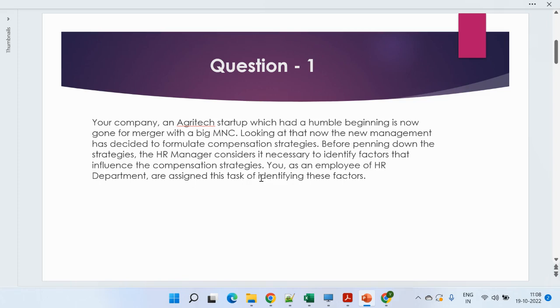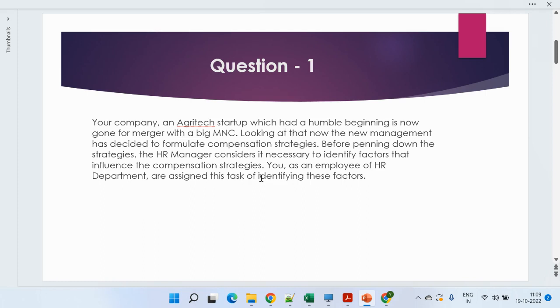First understand what a merger is. Normally when a small company is acquired by a bigger company, we call it a merger. So all the employees, all the compensation, all the salary structure of the small company will now come under the newer, bigger company.